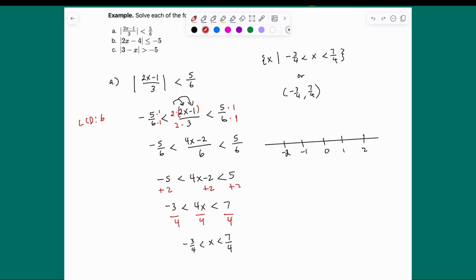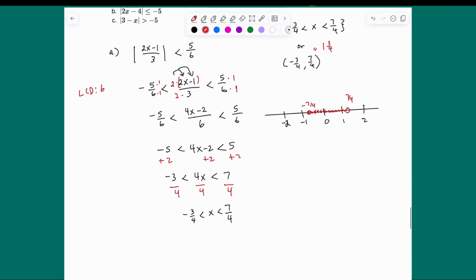So negative 3/4, right, negative 3/4. And then 7/4. Think of it as a mixed number. I think I made a mistake earlier. That would have been 1 and 3/4. So it's closer to 1 than it is to 2. And so we'd have an open circle at 7/4. And then shade everything in between. Okay, so that's how you solve that inequality.